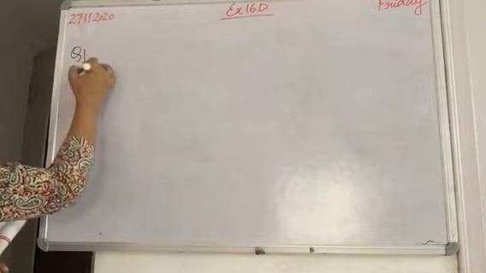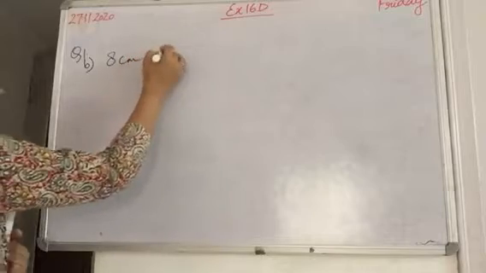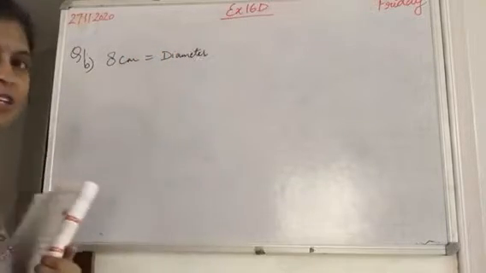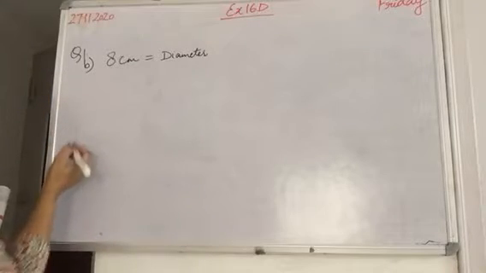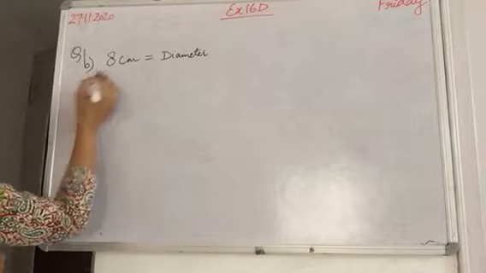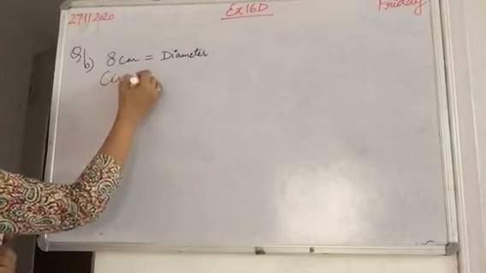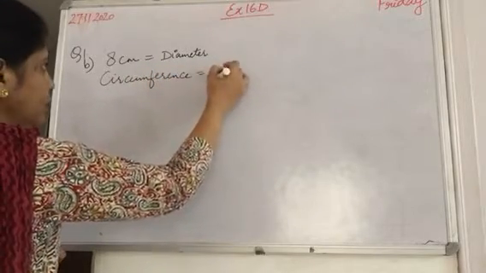I will do the B part of it, 8 centimeter. What is 8 centimeter? Diameter is given. So when diameter is given to you, you have to find out the perimeter, which is called as circumference. So circumference equal to pi d.